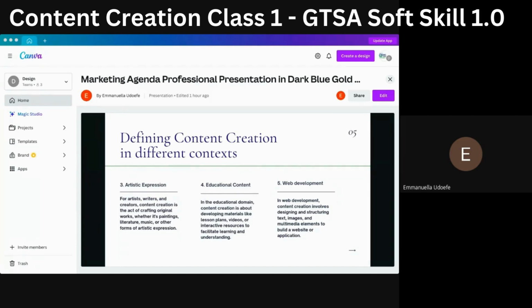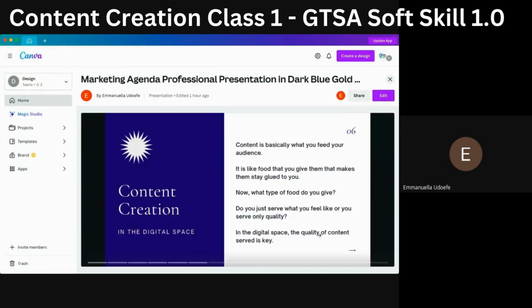So because of the nature of our school and what we are learning particularly, we're going to be treating content creation in the digital space. We're going to be strictly teaching content creation in the digital space. Now, what is content? Please, at any point, if you can't hear me anymore, somebody should just raise a hand or indicate in the chat section.